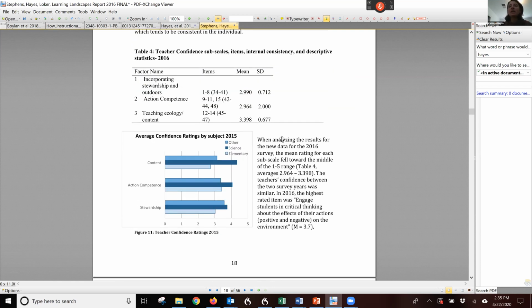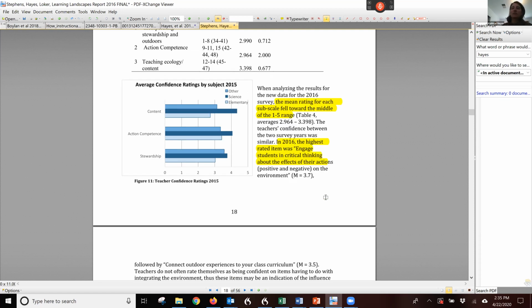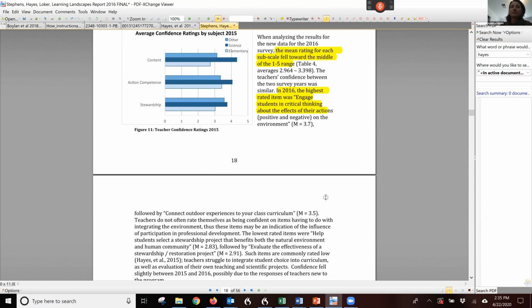But here's the explanation. When analyzing the results, the mean rating for each subscale fell towards the middle range, right? So I'm saying, hey, you know, don't read too much into this, right? It all seems sort of around the middle. Then I say, but the highest was engaging students in critical thinking, right? So I'm calling attention to a few things going on in the figure.